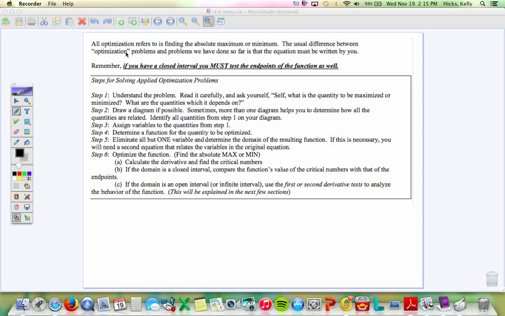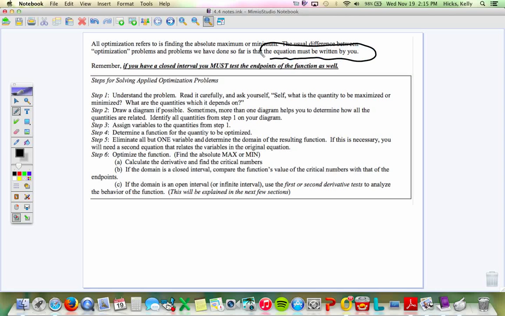Thank you. All right, so optimization problems, all you do is you're typically going to find the absolute maximum or minimum. The reason you're definitely allowed to find the absolute max or min is because you're going to create your own domain with a closed interval, as we're going to do in this example problem here. So you'll be able to find the absolute max or min. Okay. The typical difference between optimization problems and regular problems is that you are going to be writing the equation almost always. You're not going to be given the equation.